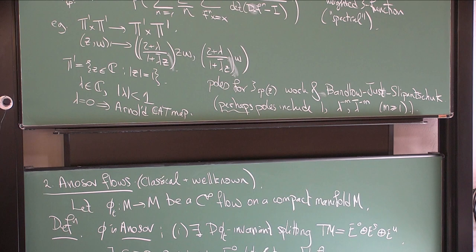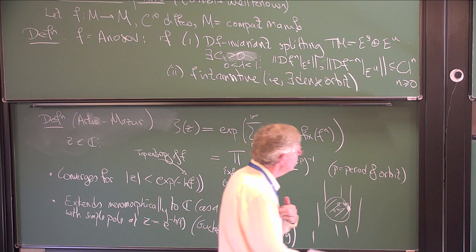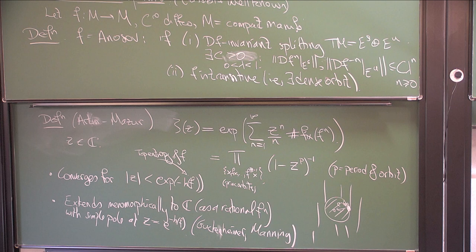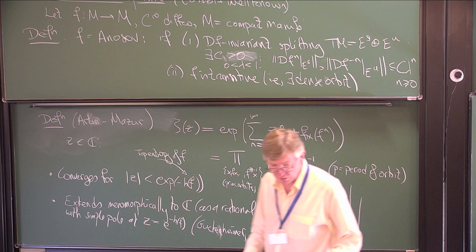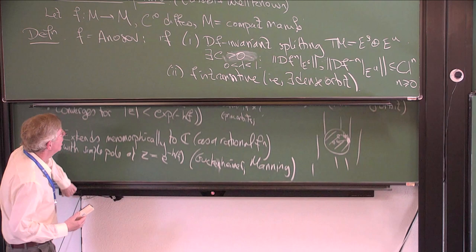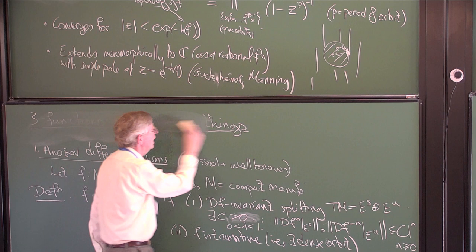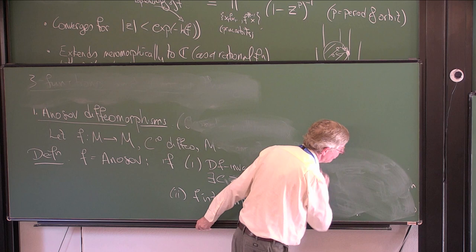Okay, so I'm interested now in Anosov flows. So what do I want to say about them? Well, I could give you the definition of the zeta function, which would be a good thing to do. But before I do that, let me give an equally well-known example, which is just going to be the geodesic flow in the context of surfaces of constant negative curvature.